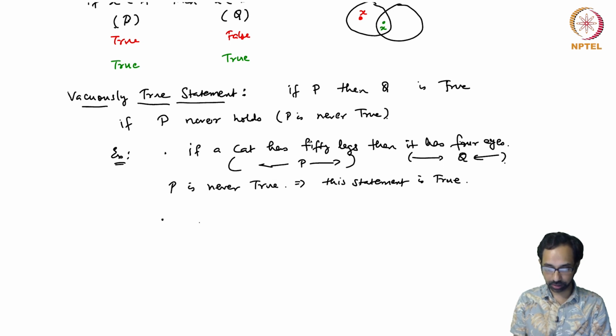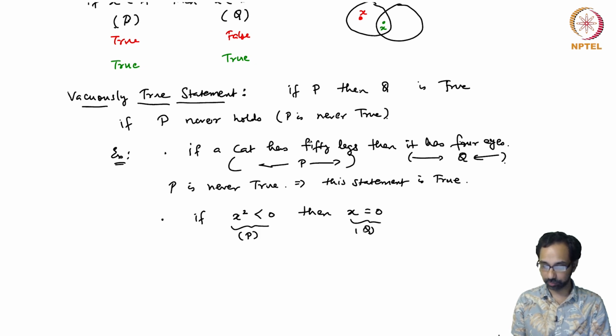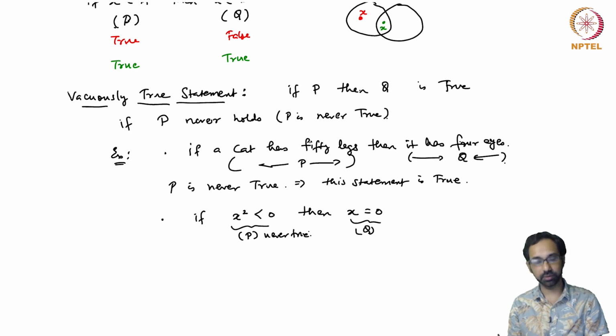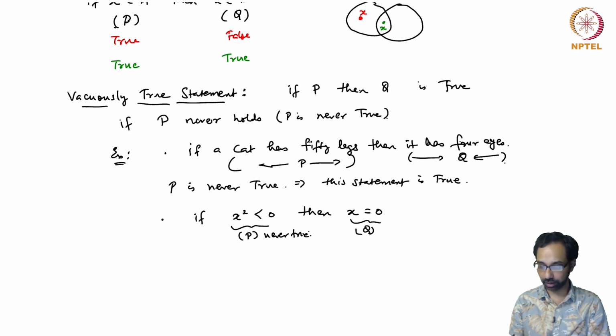Another such example is that if x square is less than 0, then x equal to 0. So our first part, P, is never true, as we know. The square of a number is always greater than or equal to 0, and so this whole statement is vacuously true, okay? Vacuously true.